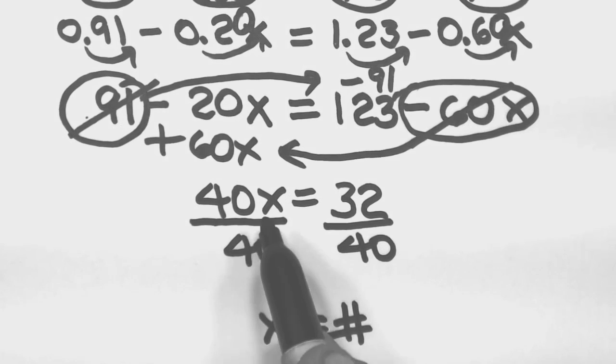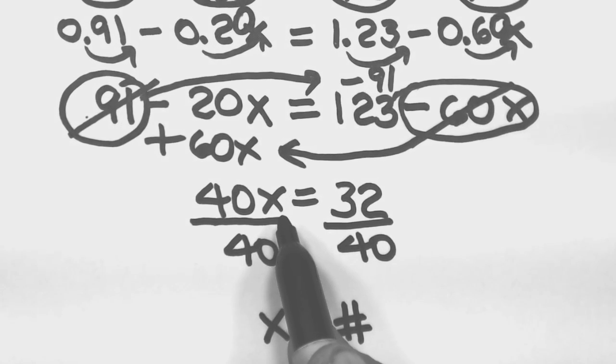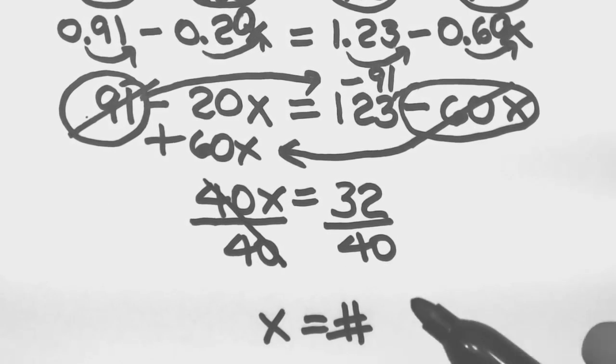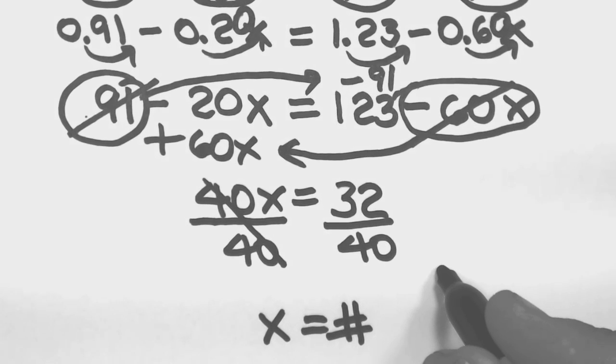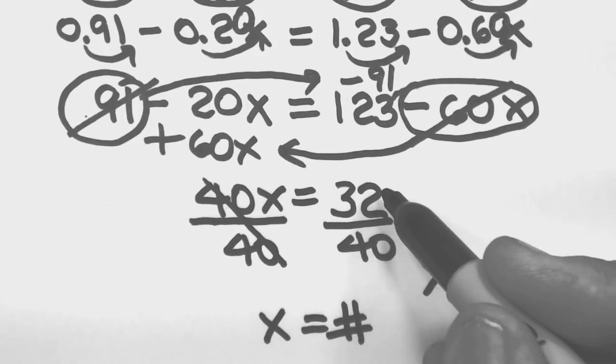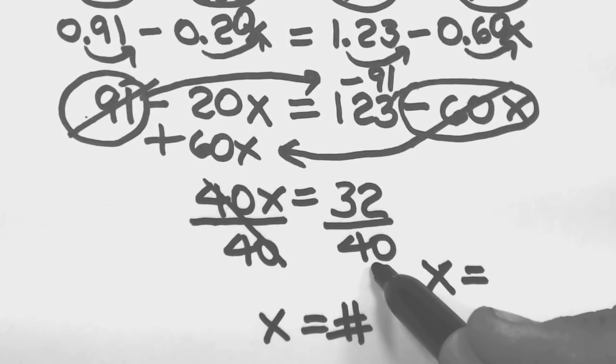Okay, dividing by 40 here to get the x all by itself. I've got to do the same thing on the right. So here I've divided by 40 here. Okay, the two 40s cancel out. I'll write over here where I've got a little bit more room, the x on the left. Now, first thing we can do is a little reducing here.